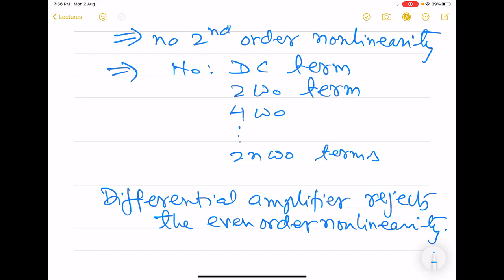So at least even order nonlinearity can be tackled to a great extent with the help of differential amplifiers. In the next lecture, we will see the effect of the nonlinearity on the amplitude of the output for a single tone input.